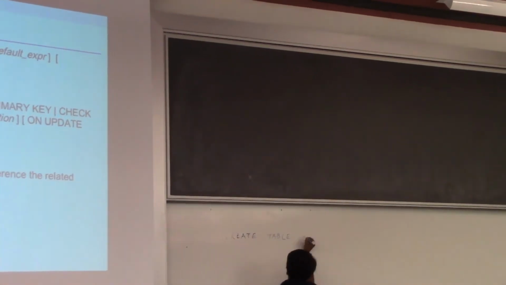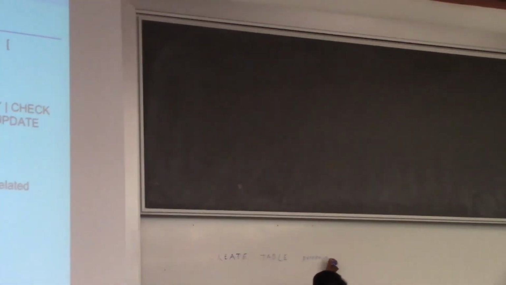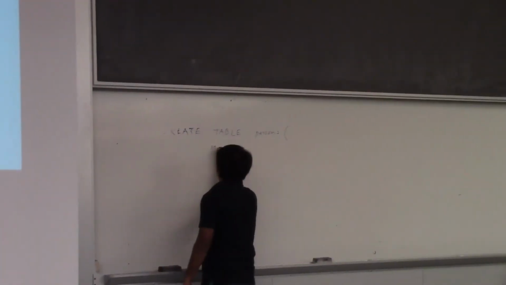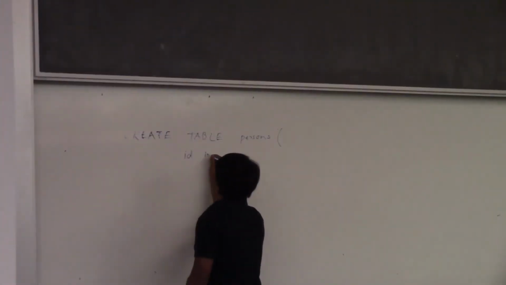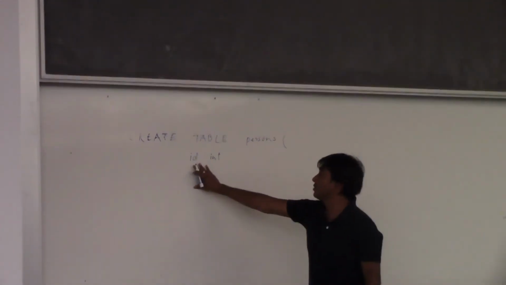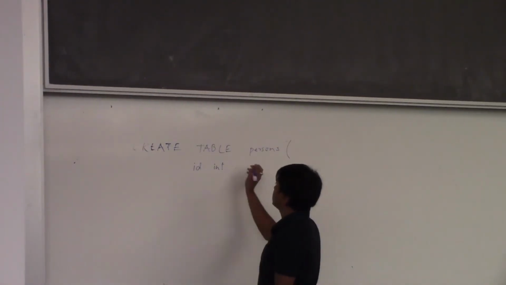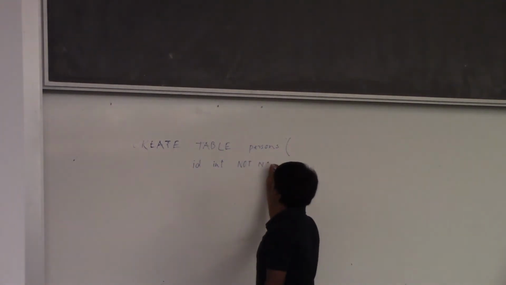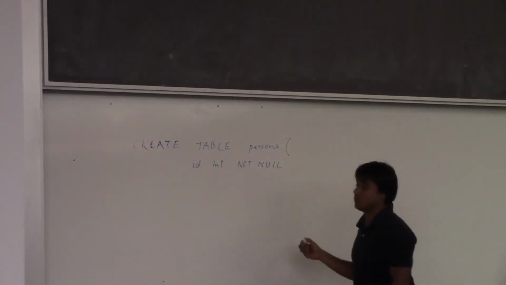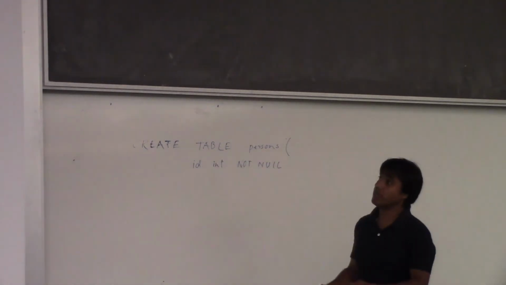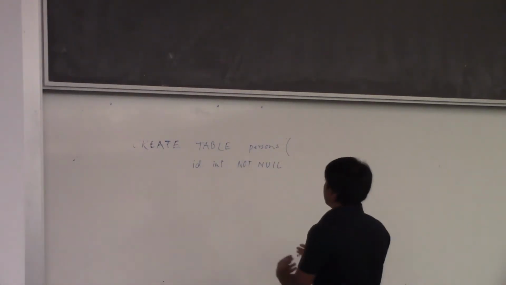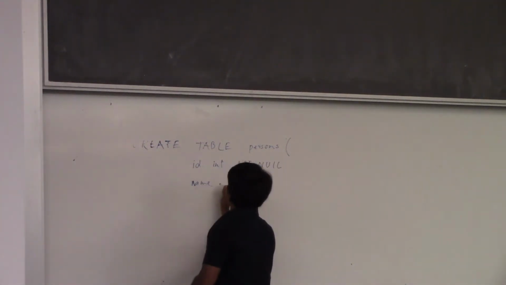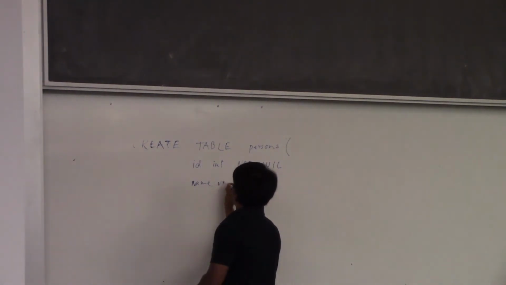Create table person, and I start with ID. You have to specify the data type: this is the name, this is the data type. Then you specify the constraint. Say I am saying not null. This is one of the constraints. And maybe we can do something like this: let's specify name, and name is say varchar 20.